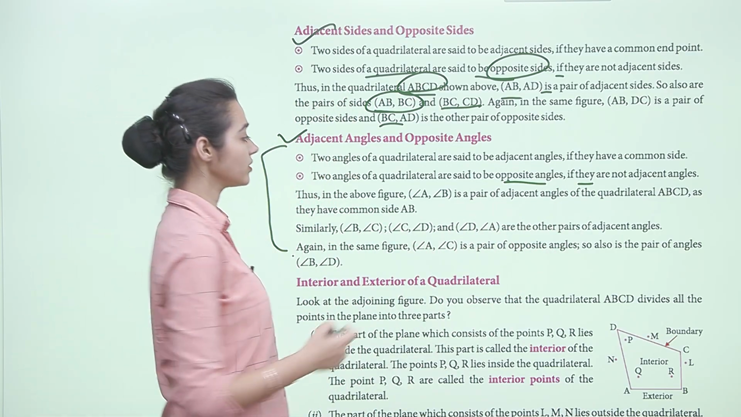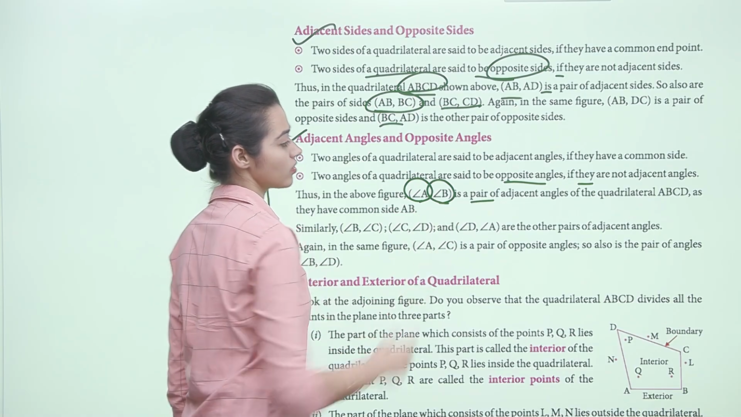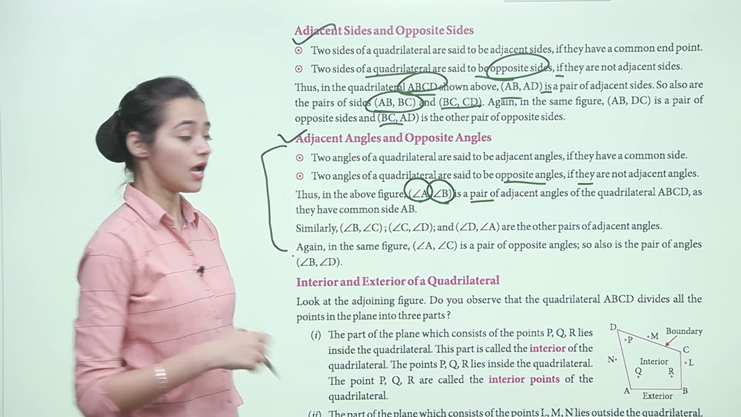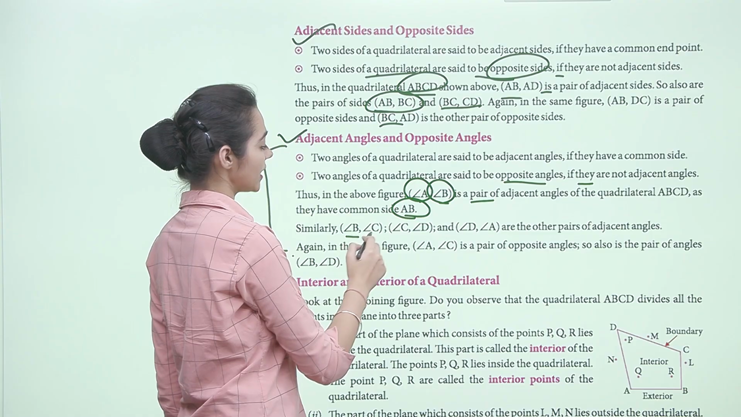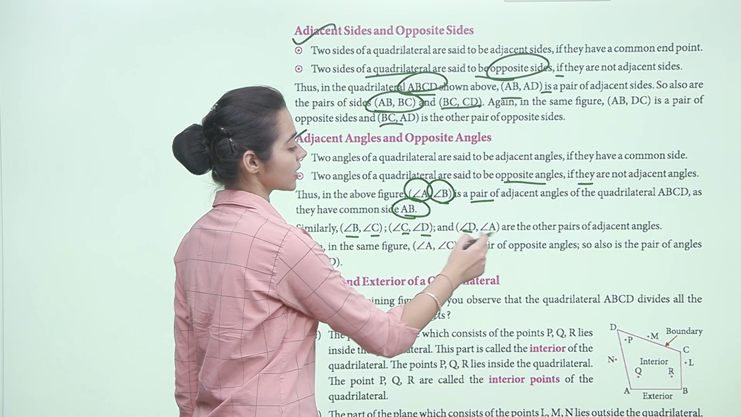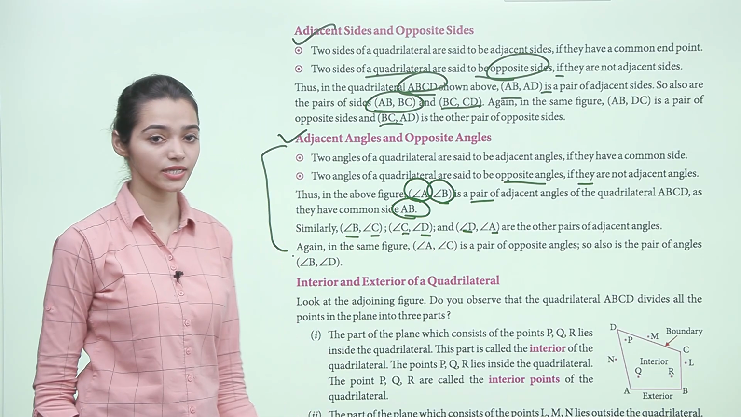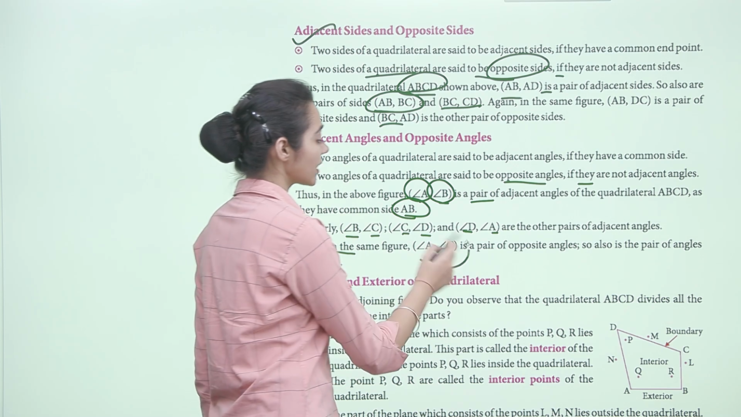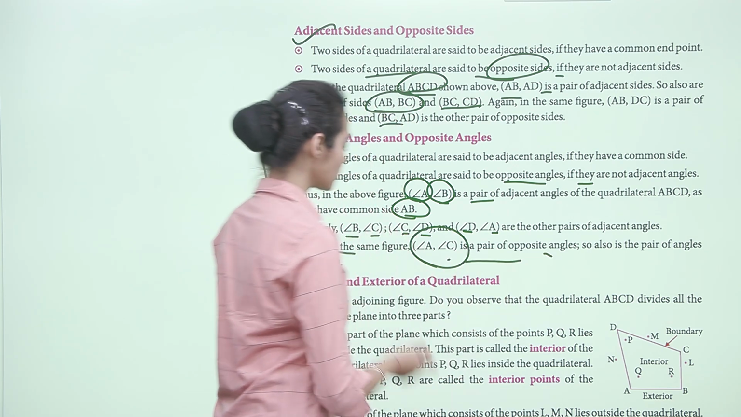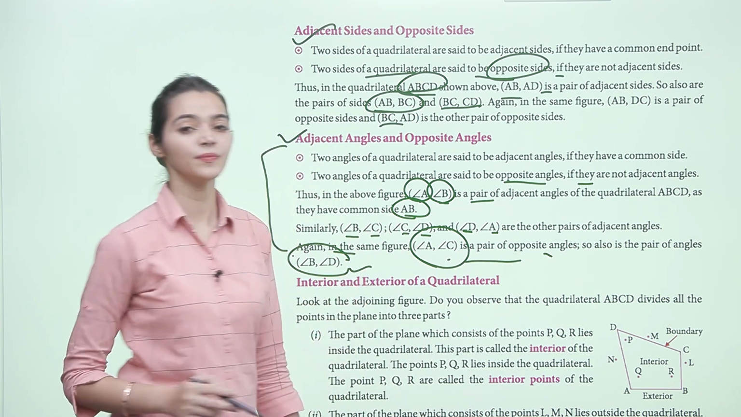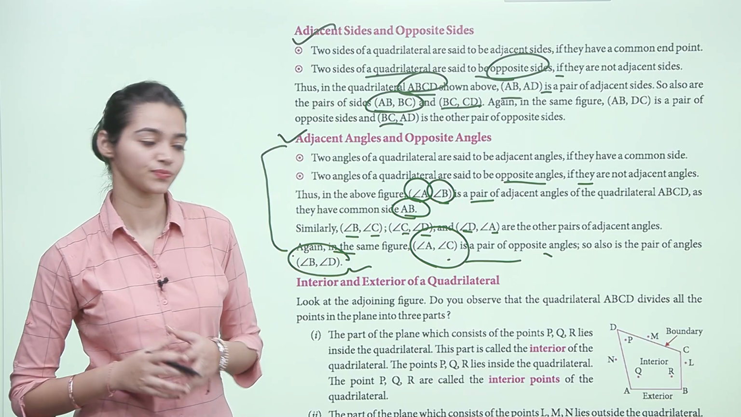Therefore, in the above figure, angle A and angle B are a pair of adjacent angles in the quadrilateral, and they have a common side AB. Similarly, angle B, angle C; angle C, angle D; and angle D, angle A are other pairs of adjacent angles. Again in the same figure, angle A and angle C are a pair of opposite angles, and angle B and angle D also.